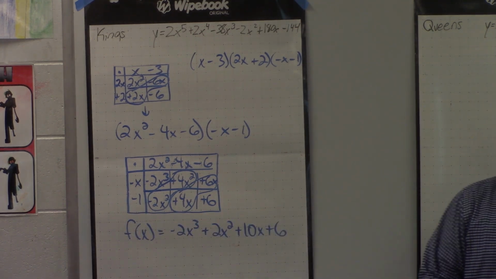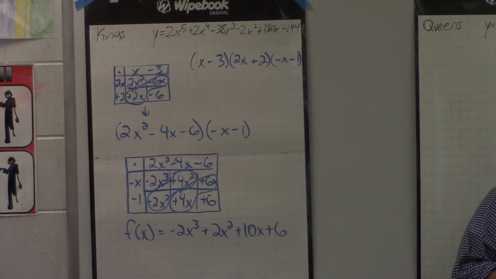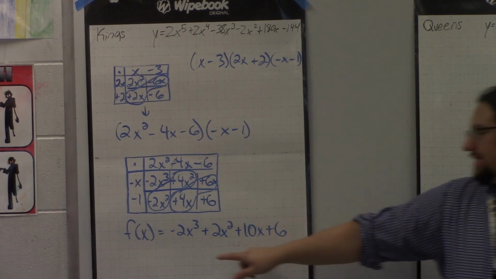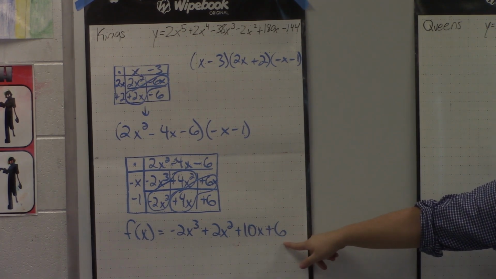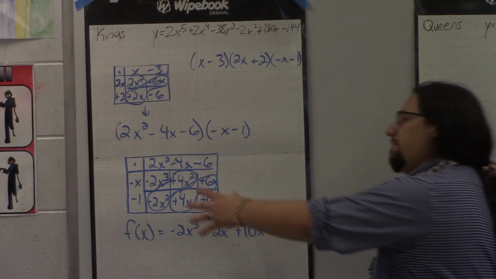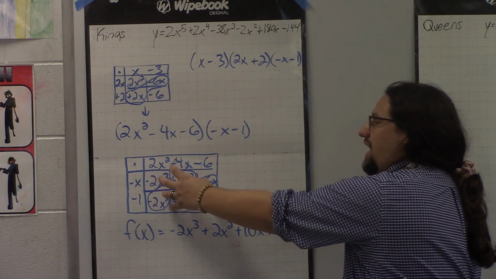You had f(x) as negative 2x cubed plus 2x squared plus 10x plus 6. You're asking where this came from? After we did the box, all of that came from combining those like terms inside of that area model.